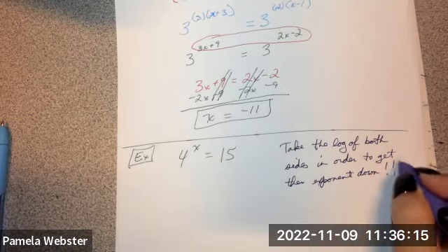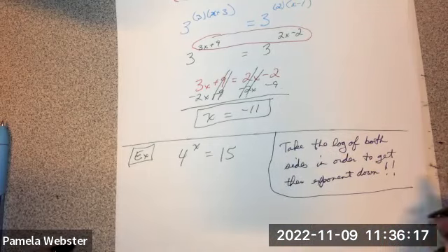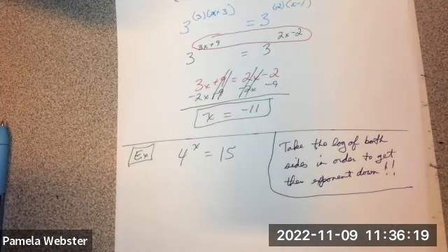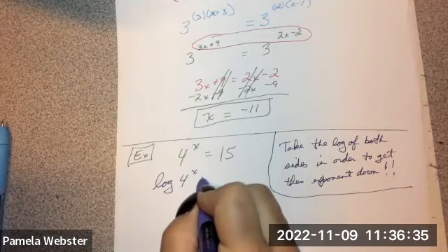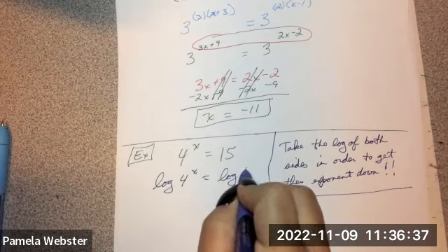Okay, that's the rationale behind what we're doing, and we will do it over and over and over again. So when you get into the homework for this, it's like 4.4 in the homework. When you start working on that homework, you'll see, oh, they want me to take the log, take the log, take the log. Okay, so we're going to take the log of both sides. That's what we're going to do. The log of 4 to the x equals the log of 15.